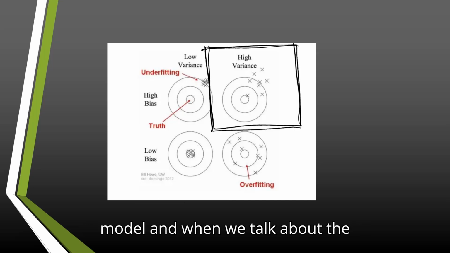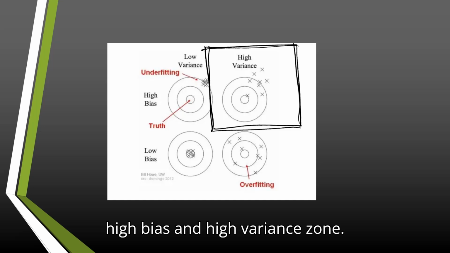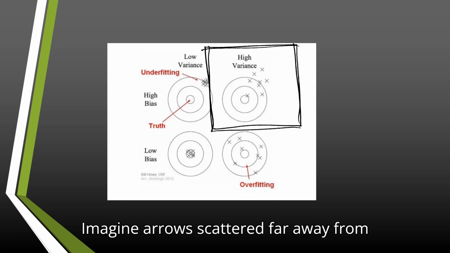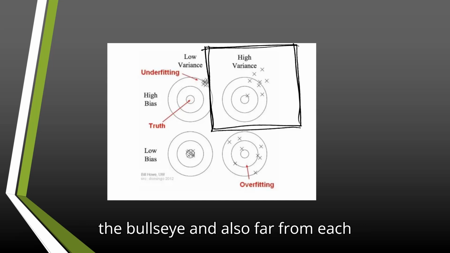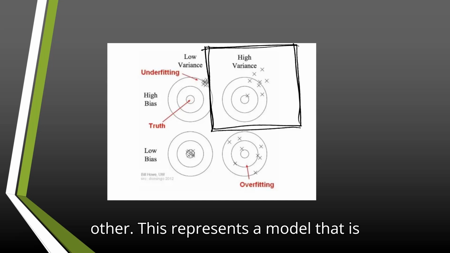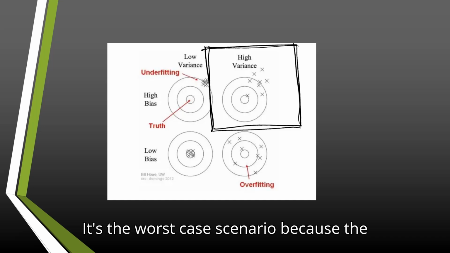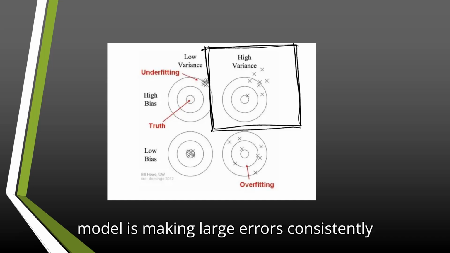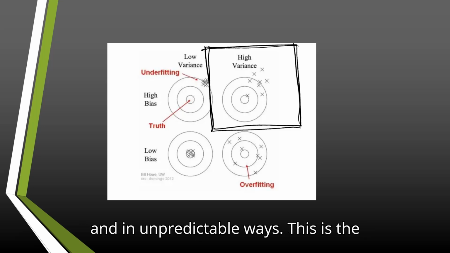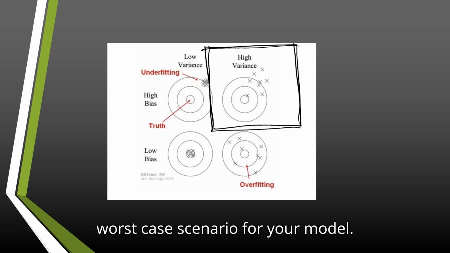And when we talk about the high bias and high variance zone, imagine arrows are scattered far away from the bullseye and also far from each other. This represents a model that is both inaccurate and inconsistent. It's the worst case scenario because the model is making large errors consistently and in unpredictable ways. This is the worst case scenario for your model.